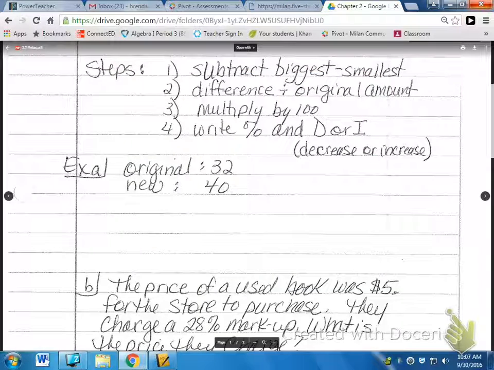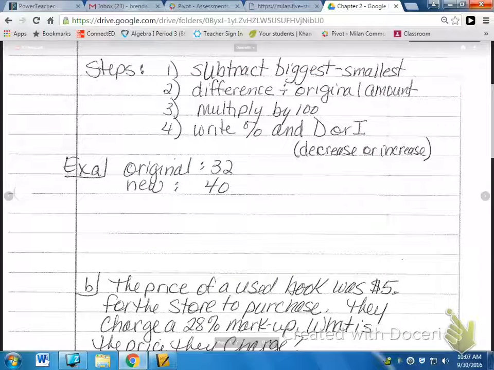When you get that difference, I want you to take the difference divided by the original, whichever one came first, because you're finding the percentage out of that amount. Then you multiply by 100, that's how you get percent. Percent literally means per 100, and you write that percentage as an increase or decrease.